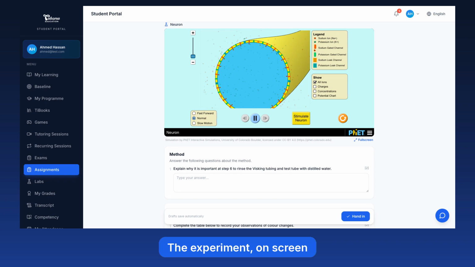The bench is the neuron simulation, embedded in the sheet. A cell membrane in cross-section, sodium and potassium ions on either side, and channels that open and close. Stimulate the cell and watch which ions cross and which are held back. Selective permeability, happening in front of Ahmed instead of inside a piece of tubing.